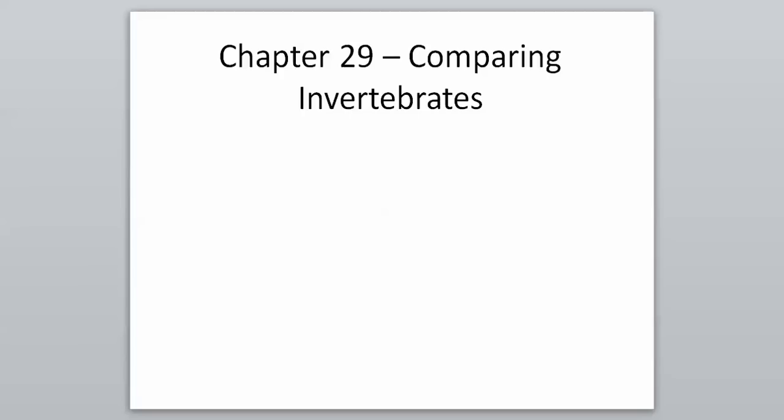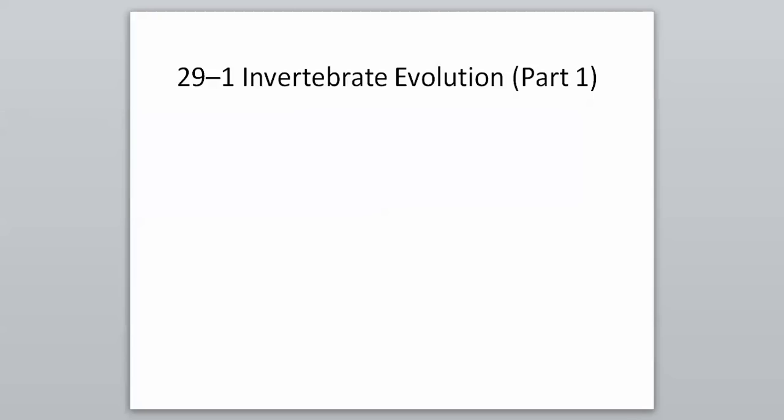Bio2. This chapter is chapter 29 and it's entitled Comparing Invertebrates. So we have officially made it through all of our invertebrate groups of animals. And so now we are going to take a look, almost a look back, a little bit of review, a little bit of new information on all the different invertebrates and how they relate and how they've come to be how they are today. In order to understand how they are today, we have to look at how they've evolved over time. So that's what the first section in chapter 29 is, invertebrate evolution.